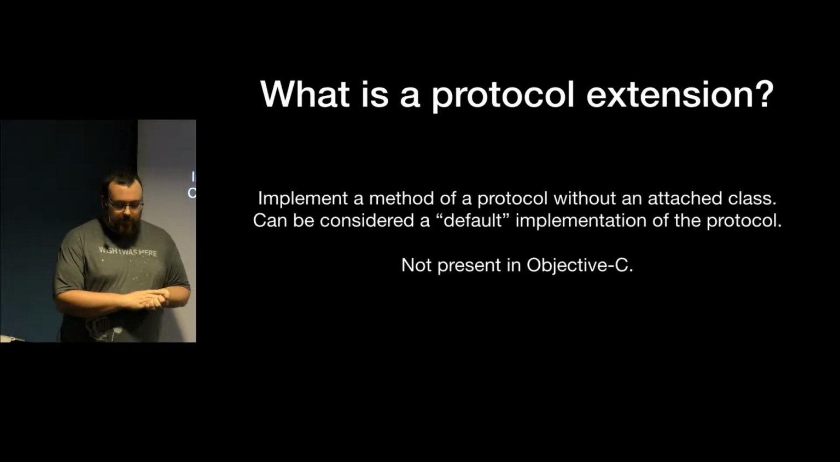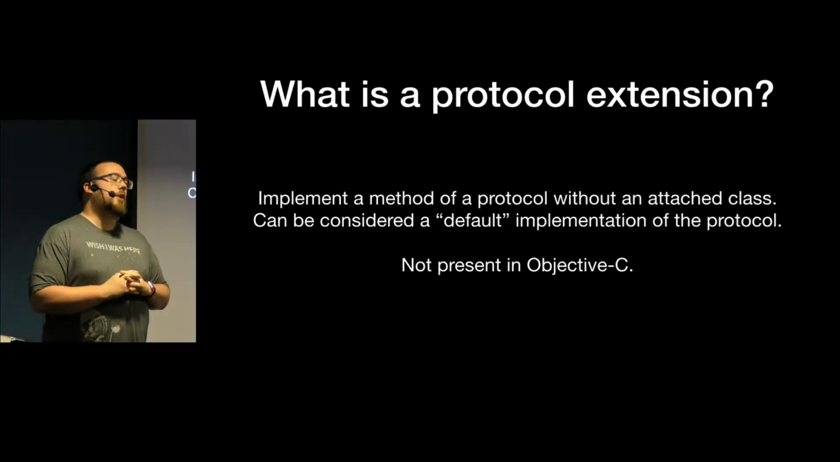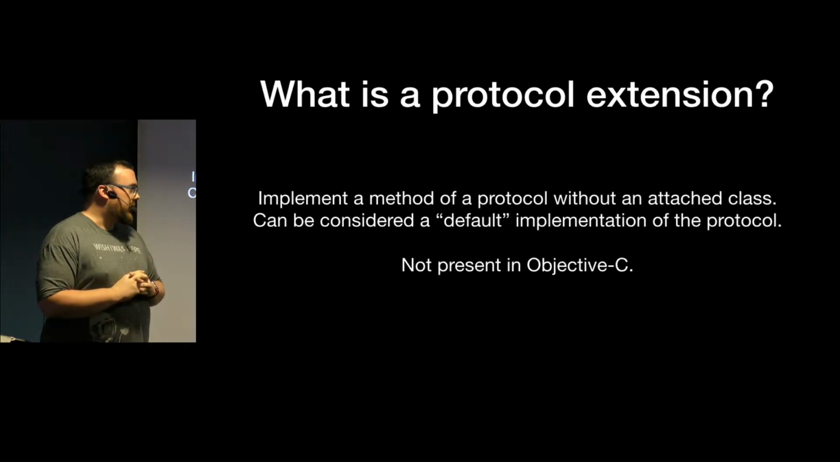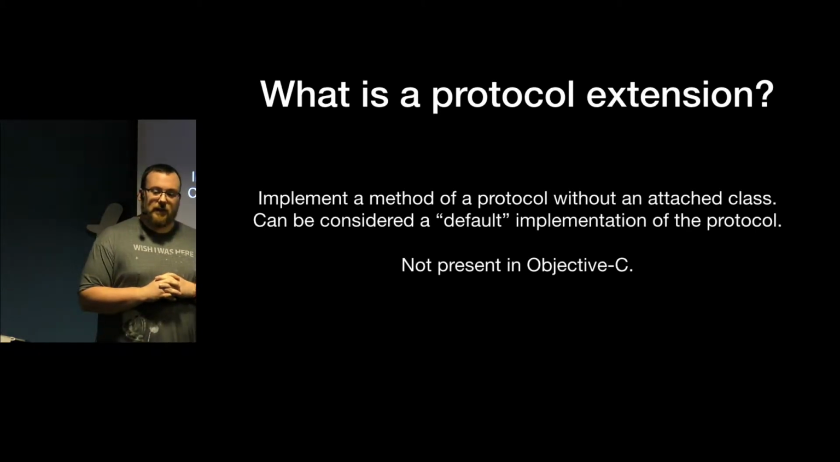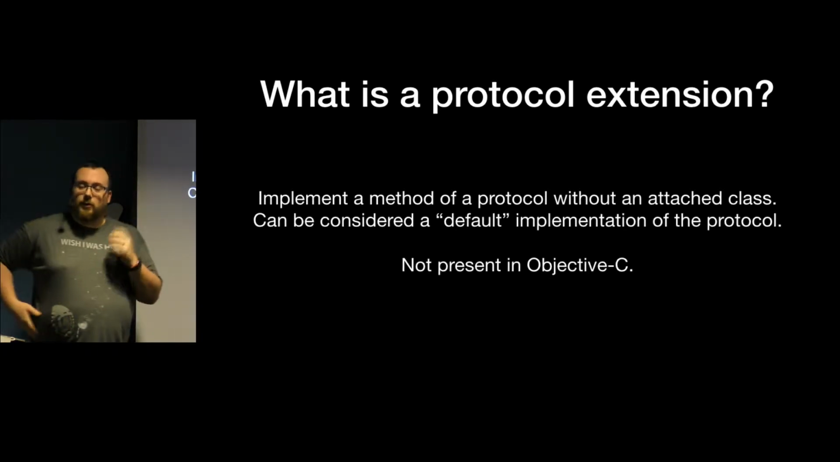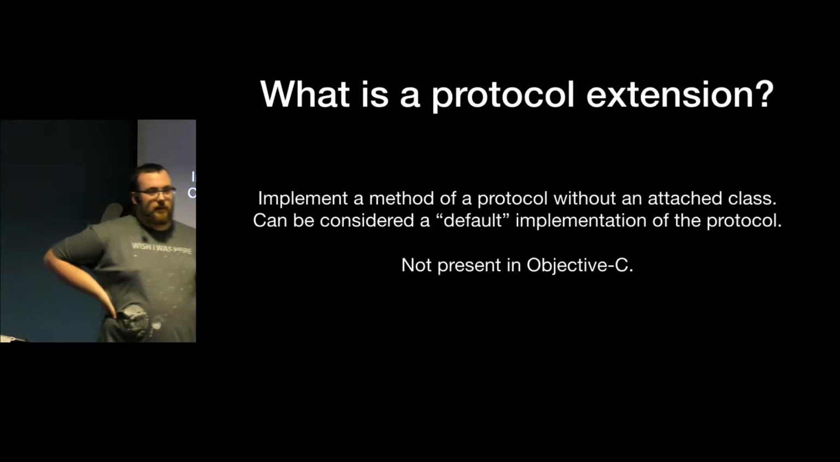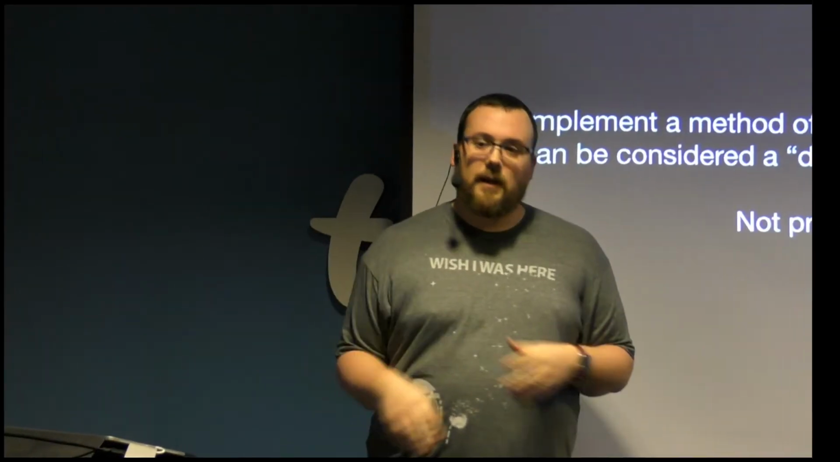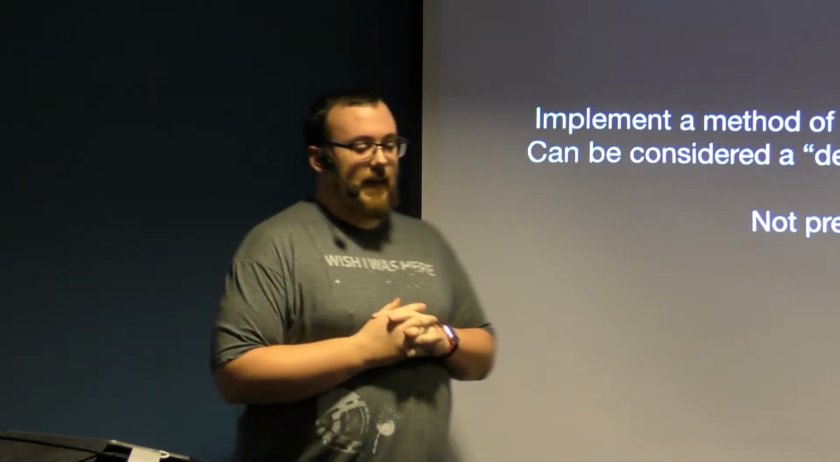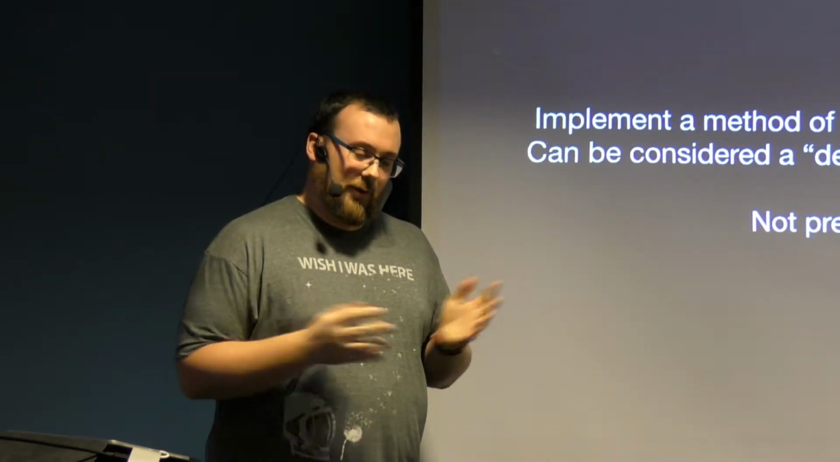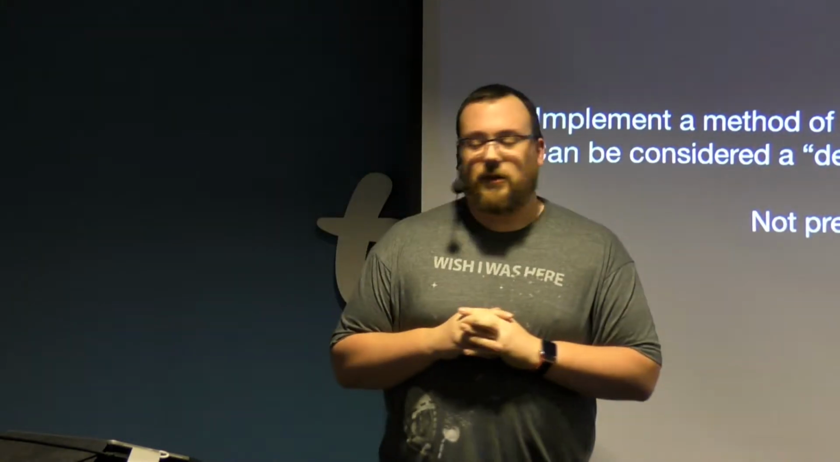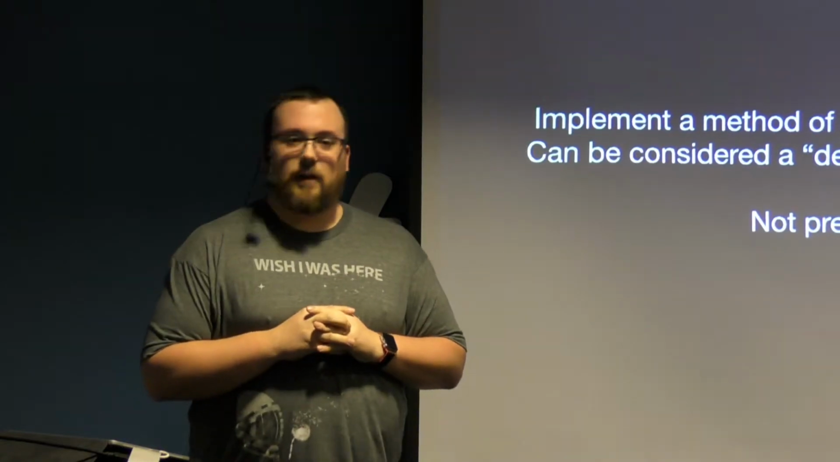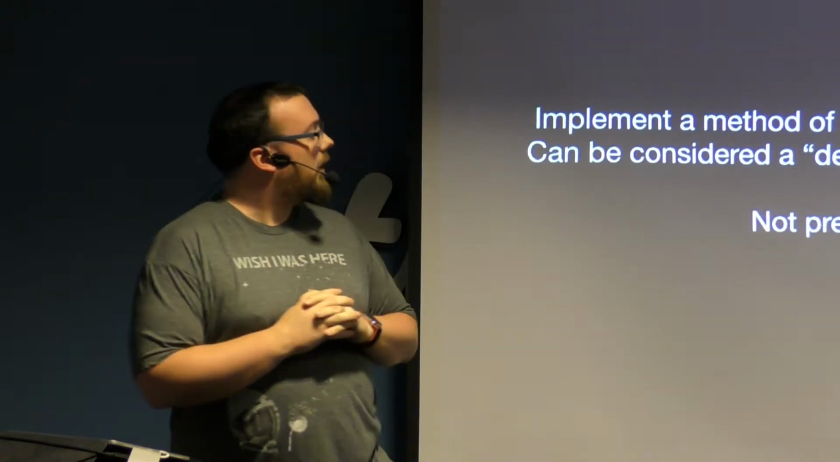A protocol extension is a way of attaching code to a protocol. Now, a protocol without extensions is basically a list of methods with no implementation. So being able to attach implementation to a thing that has no implementation gives a lot of power and is open to quite a lot of abuse. Because protocols in Objective-C are more or less metadata only, protocol extensions are not a part of Objective-C.